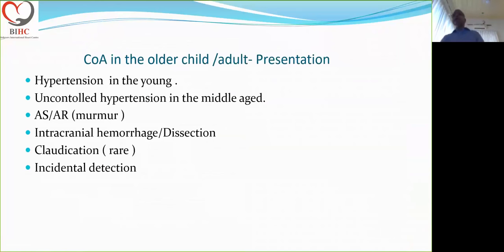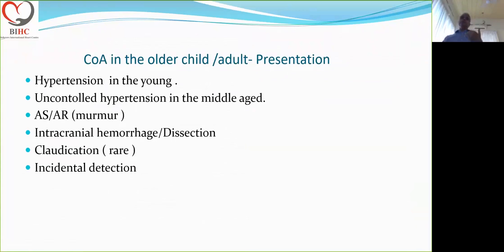But if you're speaking of the older child, what do they do? How do they present to you? It may be by seeing hypertension in the young, in the sense you're not dealing with an adult with hypertension. So you have a 10-year-old boy or a 20-year-old boy with hypertension. Coarctation should be kept in mind. Even in middle age, at the age of 40 or 50, when blood pressure is uncontrolled, you should always consider secondary hypertension as a cause. And an important secondary hypertension cause is coarctation.